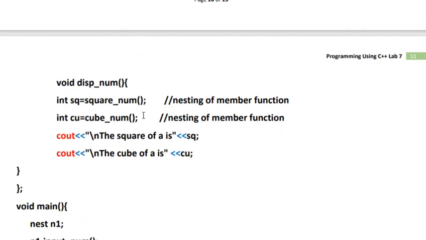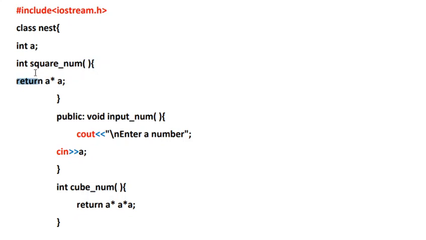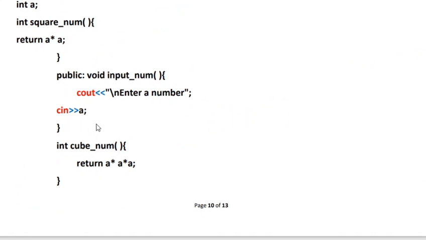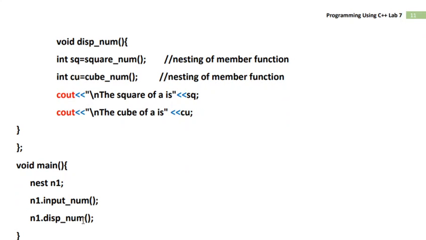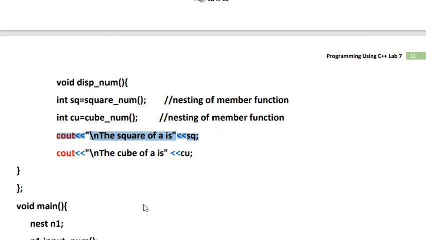In display num, I have square num being called. Since it's a private member, a member of the class can have access to it. So here it will return the product of a and a. And cube num is declared in the public section, so definitely a member can access it. So SQ and CU are initialized with square and cube, and it will give me the square and cube. If I provide 3 here, the square will give me 3 into 3, 9, and the cube will give me 3 into 3 into 3, that is 27.